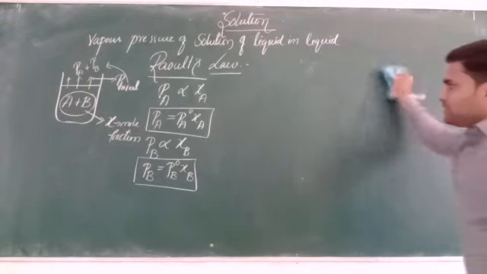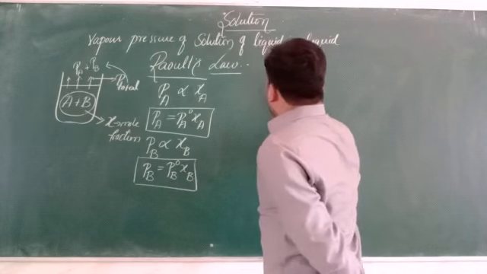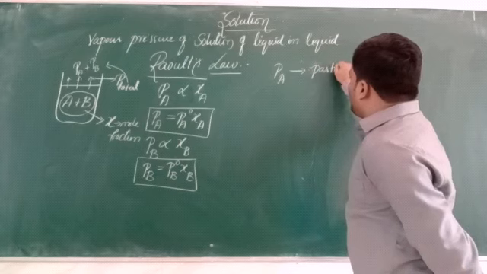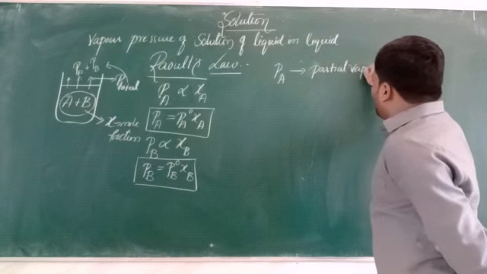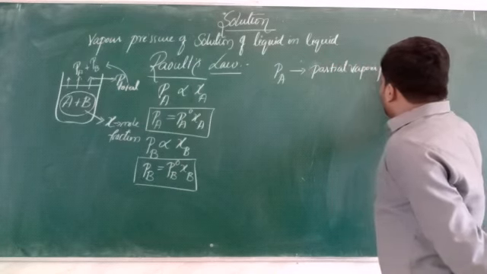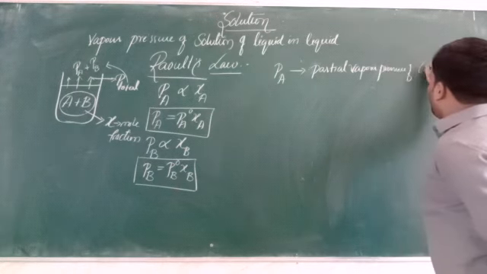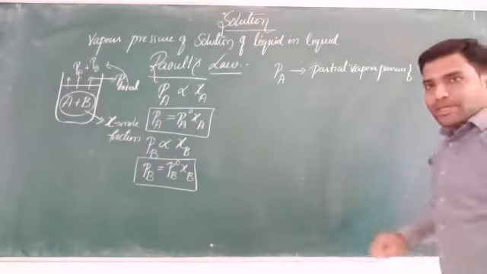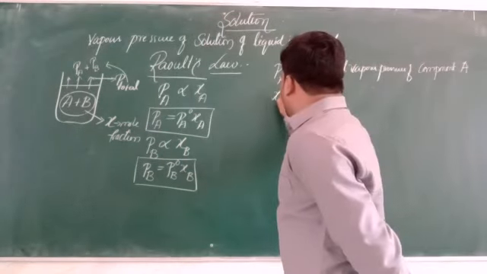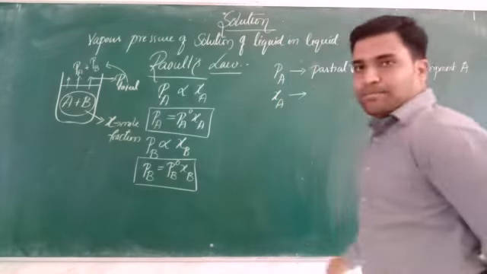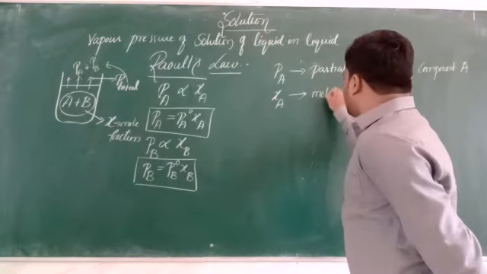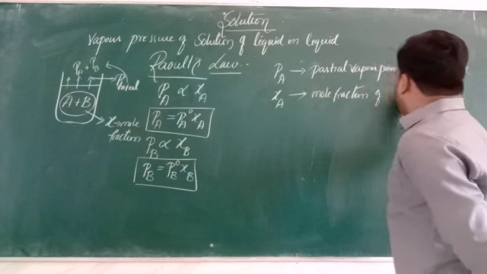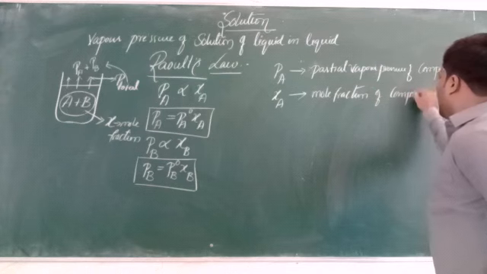Okay, first here we have PA. PA means partial vapor pressure of component A. Okay, similarly you have XA, that means mole fraction of component A.